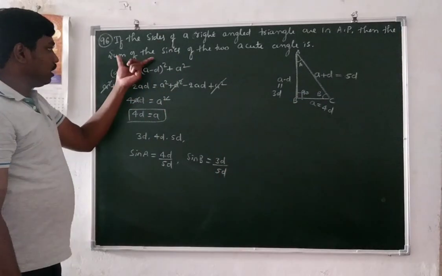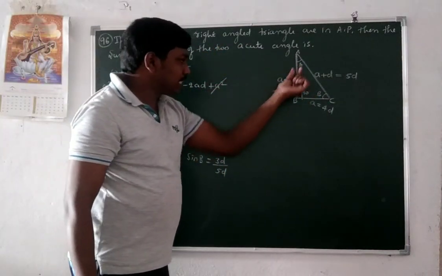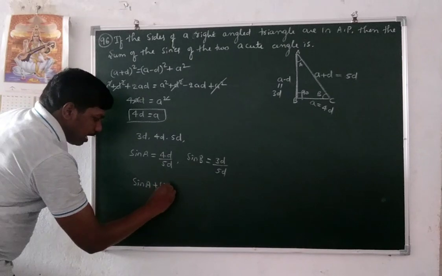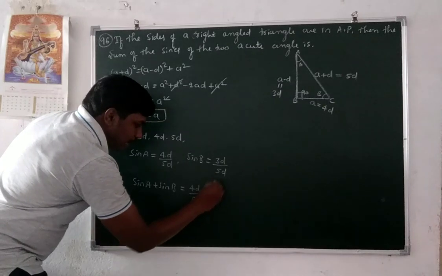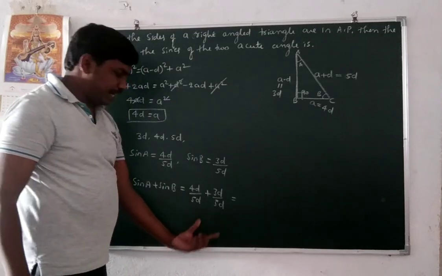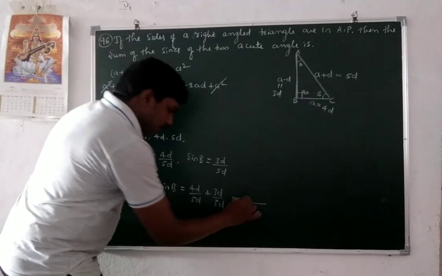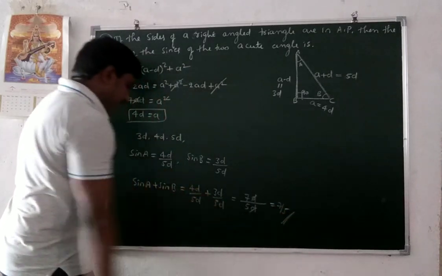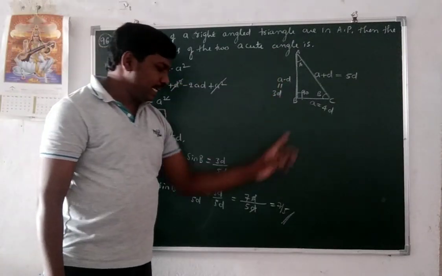So we need to calculate what? The sum of the sines of the two acute angles, sin A plus sin B. So take the sum: sin A plus sin B is equal to 4d divided by 5d plus 3d divided by 5d. Here 5d is the repeated term, 5d is the LCM. So 4d plus 3d is 7 times d. So d gets cancelled, 7 by 5. So right, the sum of the sines of the two acute angles of the right angle triangle is 7 by 5.